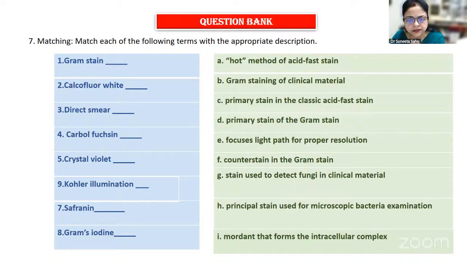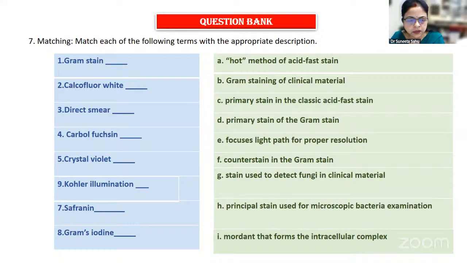A is hot method for acid fast stain. B is gram staining of clinical material. C is primary stain in the classic acid fast stain. D is primary stain of the gram stain. E is focuses light path for proper resolution. F is counter stain in the gram stain. G is stain used to detect fungi in clinical material. H is principal stain used for microscopic bacteria examination. And I is mordant that forms the intracellular complex.